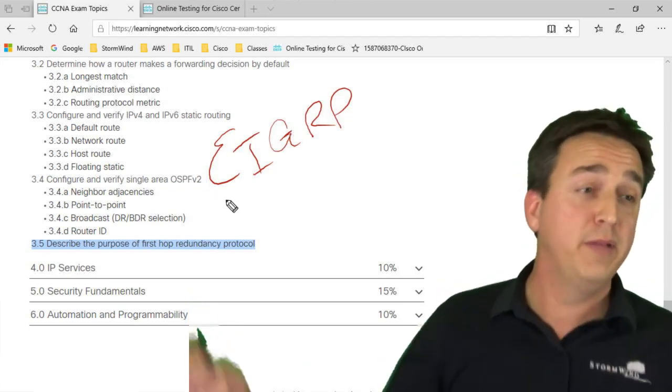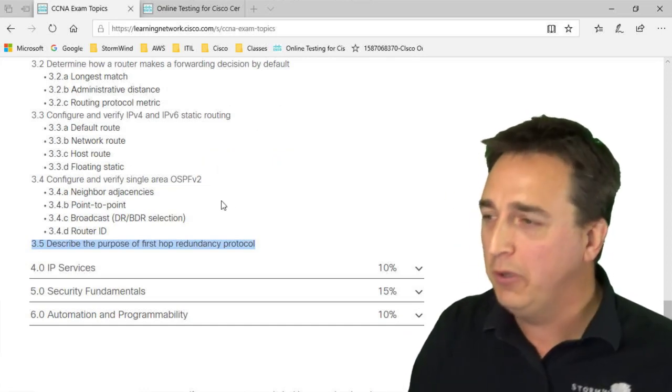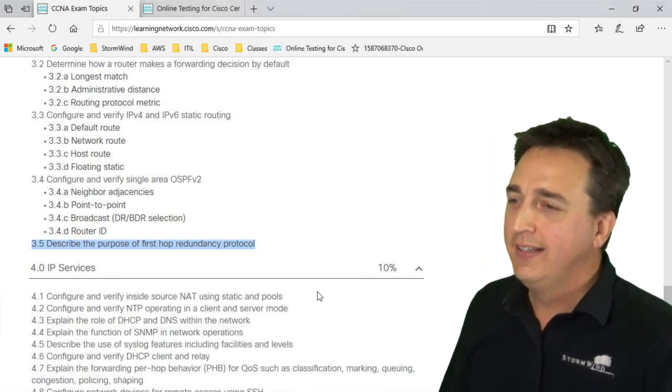Oh, and don't forget about administrative distance. We definitely don't want to forget about that. Almost done, folks. We're getting near the end.